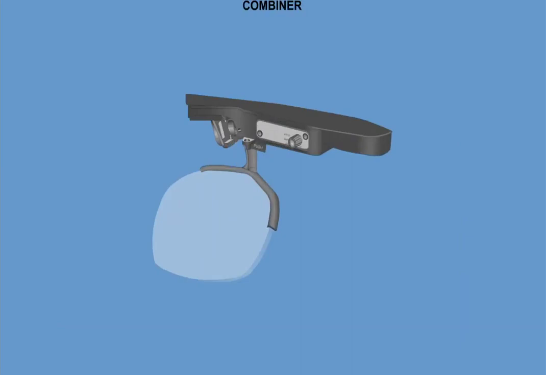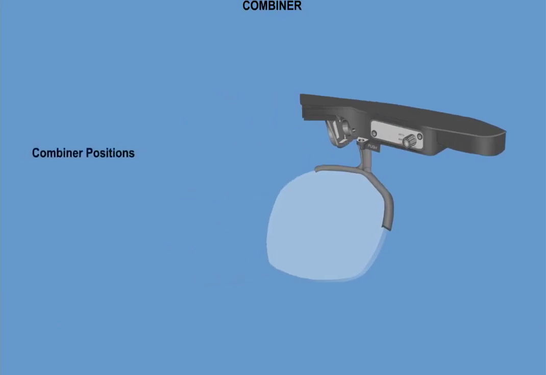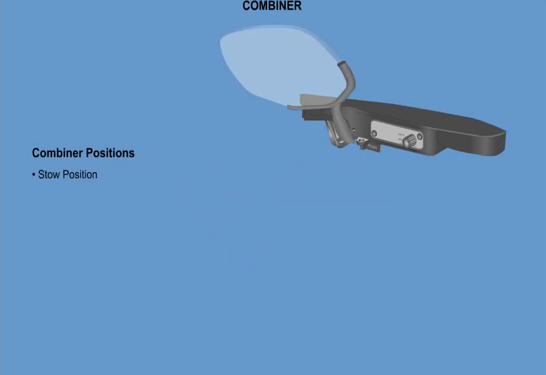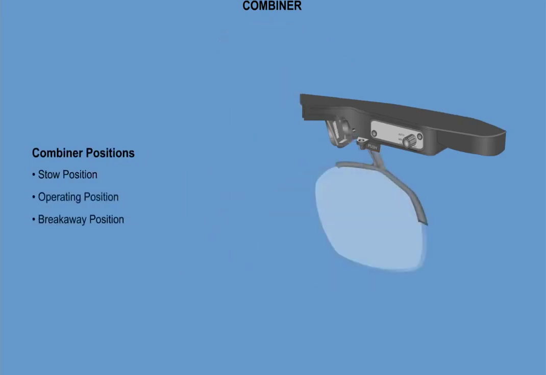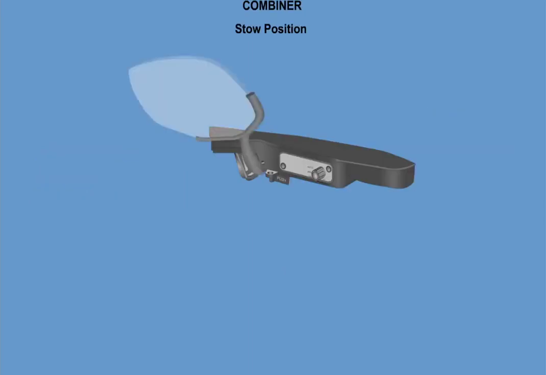Combiner. The reflective glass element of the combiner reflects the symbology image projected from the overhead unit. The combiner has three positions: stow, operating, and breakaway position. Stow position. This is the position of combiner when not in use.